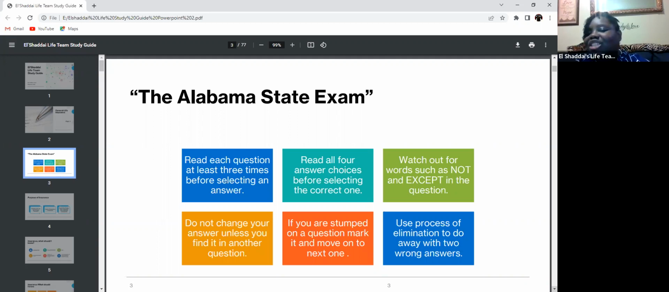Do not change your answers unless you remember the answer from another question. If you're stumped on a question, mark it, keep moving. Don't waste time on something that you can't remember. If you don't know the answer, mark it and come back to it if there's time at the end.